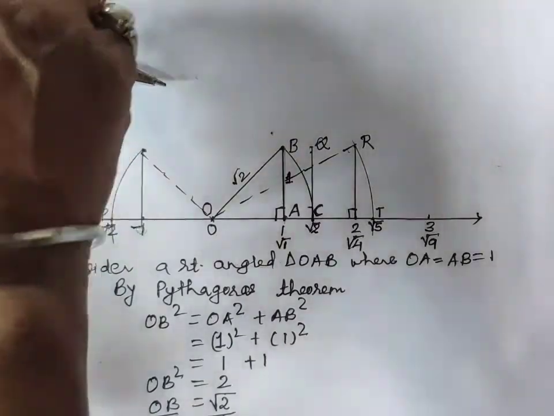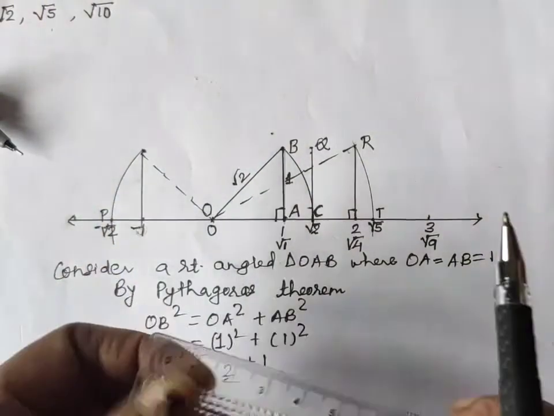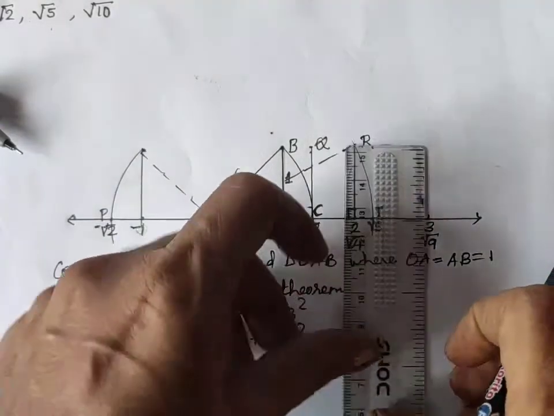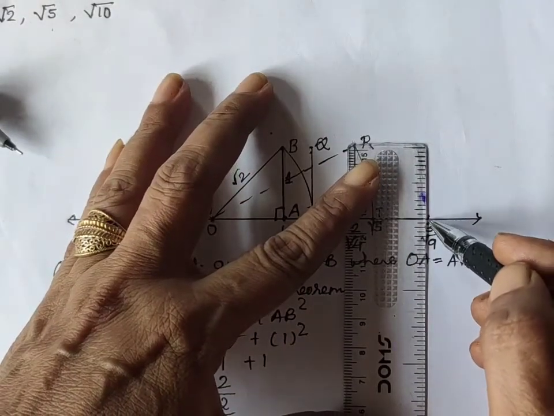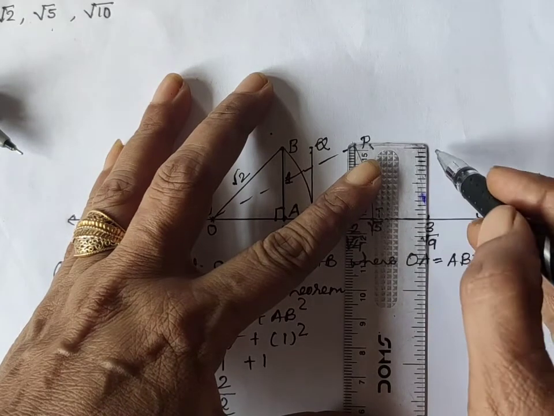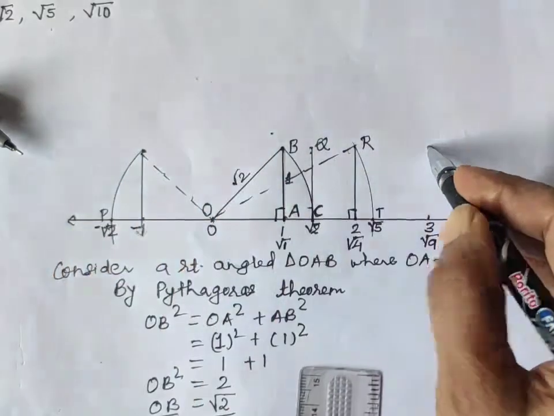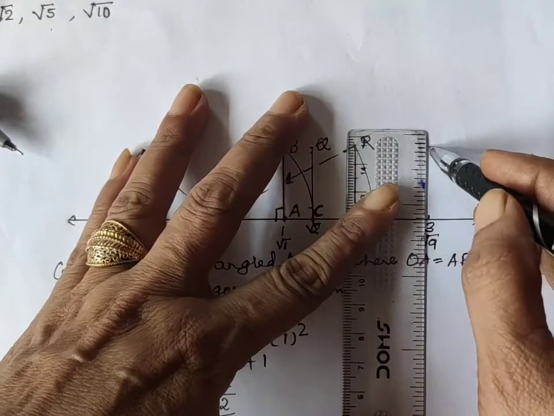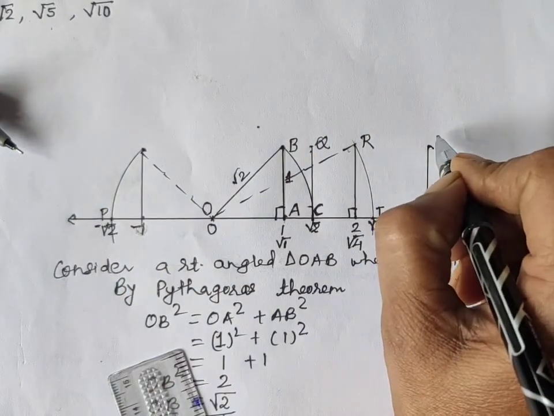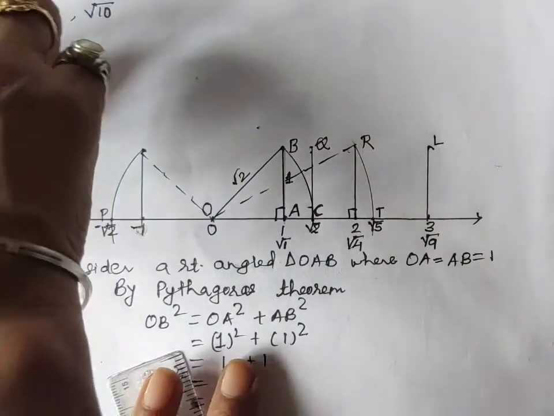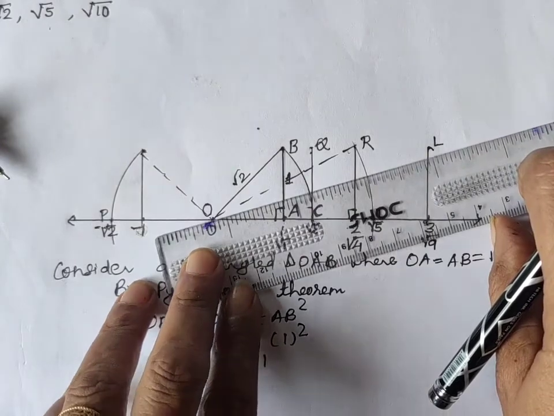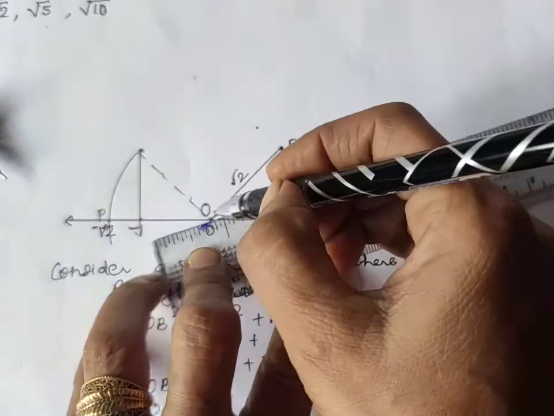Now if you want to show root 10, this is root 9, after root 9 what comes? Root 10. So what you have to do, again as 1 unit gap is there everywhere, the same gap here also you will take, it's your choice. Take the same gap here and here, and draw a perpendicular line here. Suppose this is L, I am taking, and now you have to join this O with L, draw a dotted line here like this.